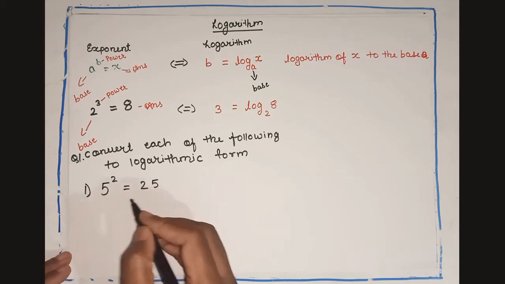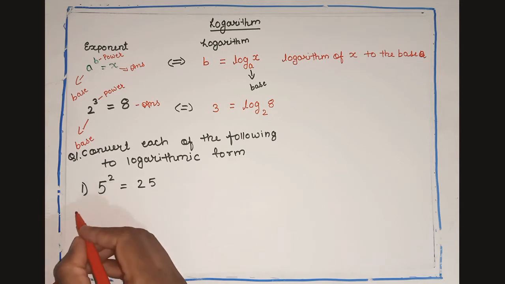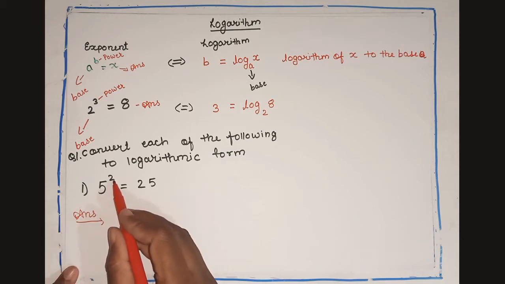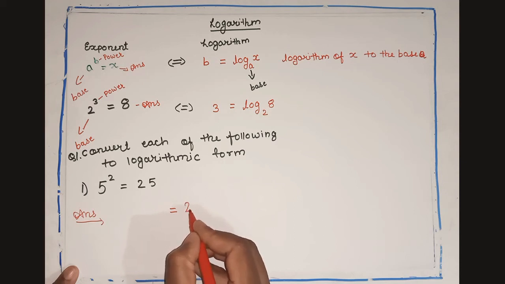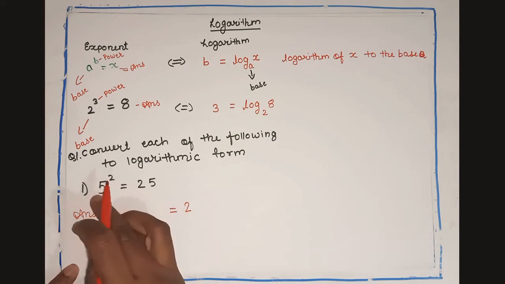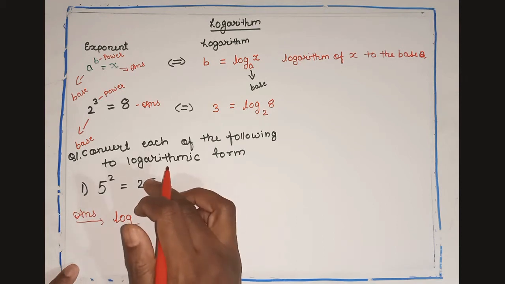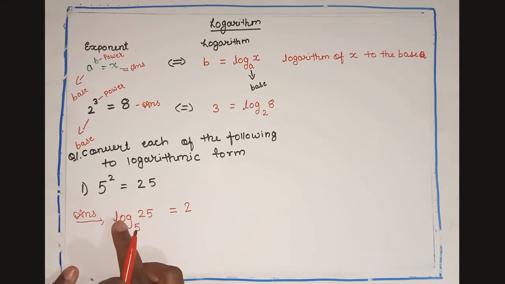If you have to convert this into log form, how will you go ahead? Your answer will be very easy, in one step you can do it. In 5 square, this power 2 will become your answer, and the base is 5, so 5 will be the base here also. This answer will come in front of the log. So you read it as log of 25 to the base 5.